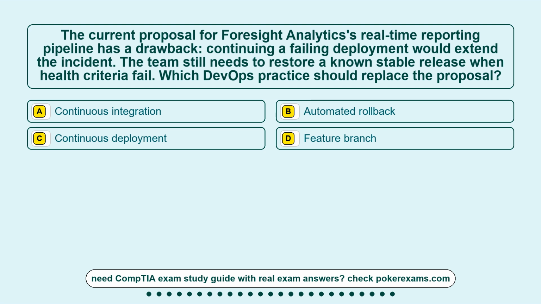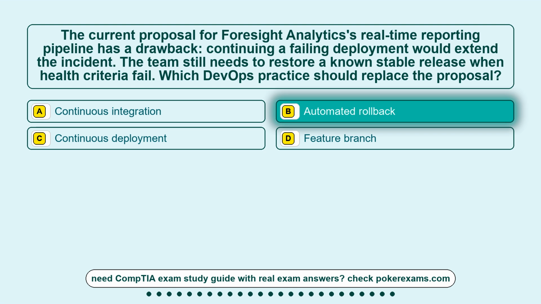Option A, a continuous integration. Option B, automated rollback. Option C, continuous deployment. Option D, a feature branch. The correct answer is option B, automated rollback.